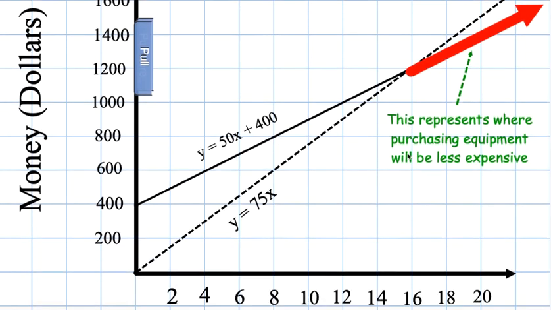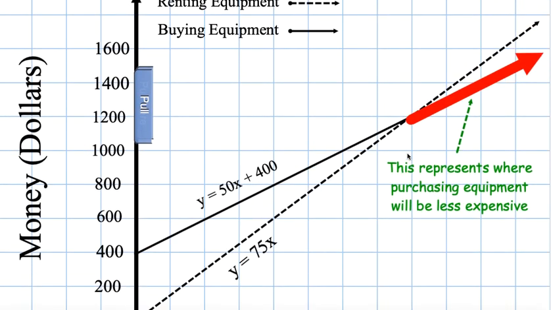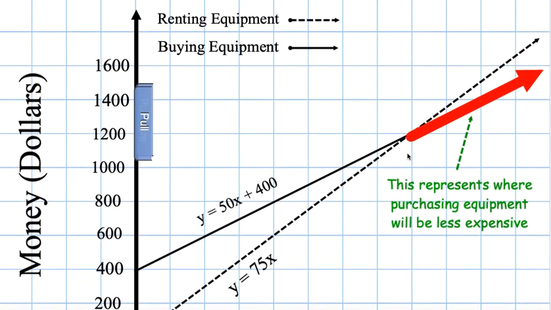So you just have to decide how many days you're actually going to be out on the slopes to decide if it would be more cost efficient for you to rent or for you to buy. And a system of equations can help us do that, a system of linear equations in this example.